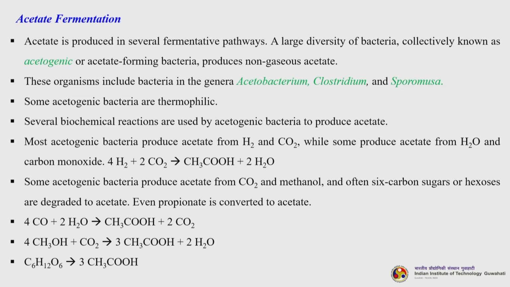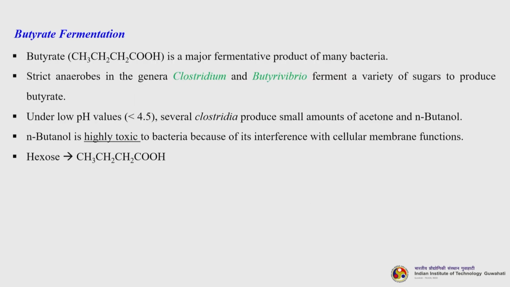hexoses are degraded to acetate. Even propionate is converted to acetate. So, these are the reactions. 4 carbon monoxide plus 2 water will give us acetic acid plus 2 carbon dioxide. Then ethanol plus carbon dioxide will give you 3 acetic acid plus 2 water. And then glucose, or fructose, whatever the hexose sugar, will give us 3 acetic acid. Then we will talk about the butyrate fermentation.